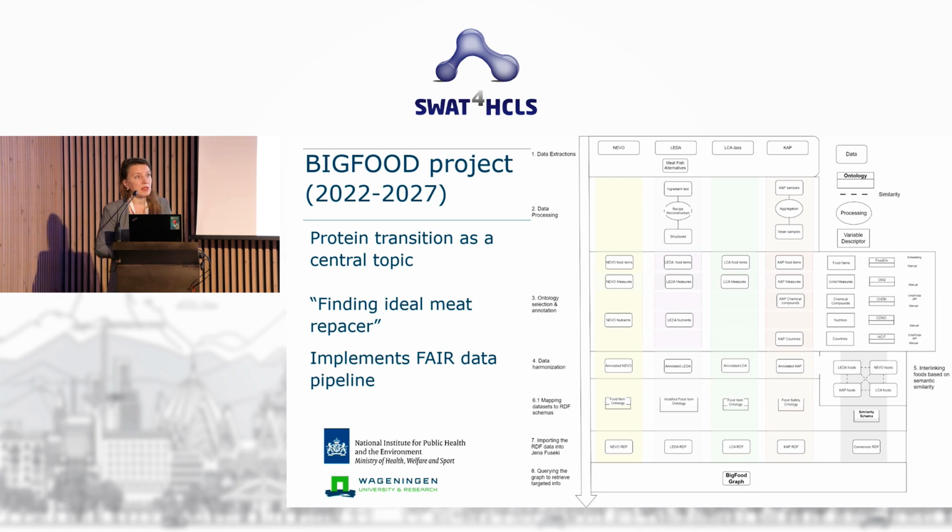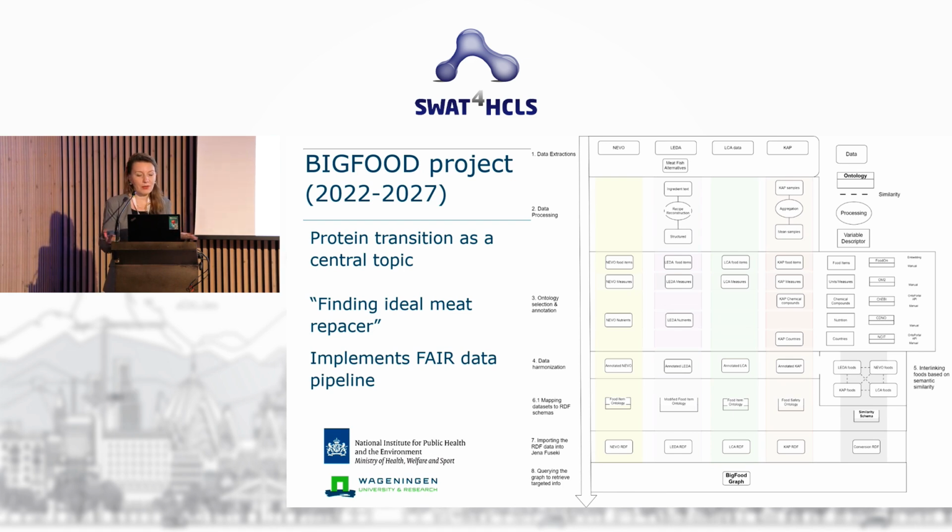And now a big topic is protein transition. Protein transition means that we want the population on the earth in general to eat less meat and meat-based products, fish, so animal origin, and more plant-based products, because of course the resources on the earth are limited, and if we continue to live like we do now, food safety will become an issue, that not everybody will have food. So this is a central topic.